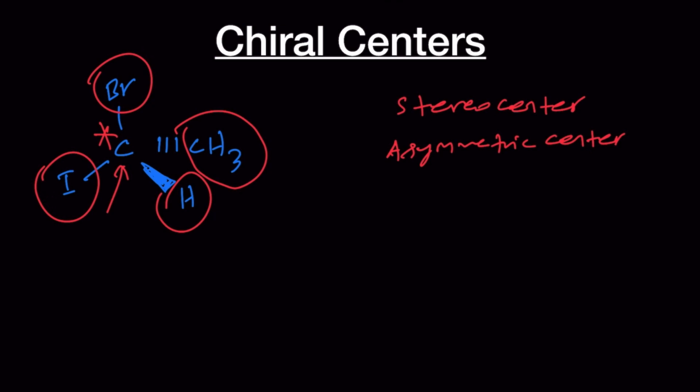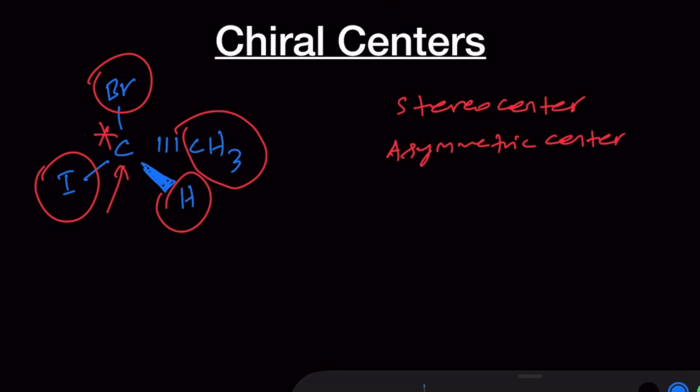It is not necessary that only a carbon atom that is attached to 4 different groups is chiral. It could be a heteroatom too. For example, instead of carbon, if I have a silicon atom here with the same substituents, it would still be chiral. But in this video, we are going to talk about only organic molecules whose chiral centers are carbon atoms and not heteroatoms. Now, keep in mind that all chiral centers are stereocenters, but the reverse is not true.